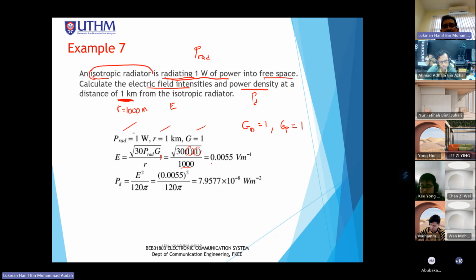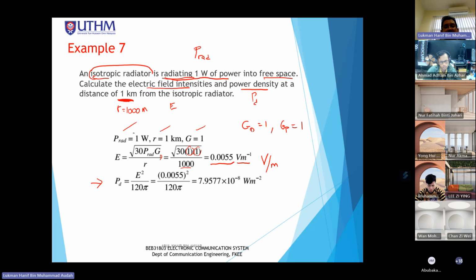So we get 0.0055 volt per meter, or you can write V over M, volt per meter. Then the power density is equal to E squared over 120 pi, and you can put in 0.0055 squared divided by 120 pi, and you're going to get this one.